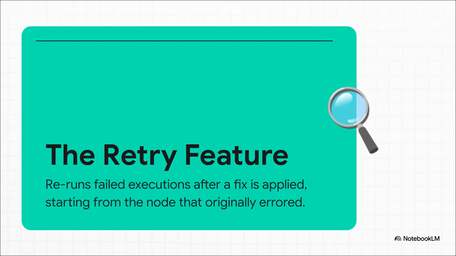Okay, great. So you found the bug and you fixed it. But what about all those executions that already failed? Are you going to run them all again by hand? No way. The retry feature is a lifesaver here. You can reprocess a whole batch of failed runs at once, and it cleverly starts them right from the node that broke, which saves you a ton of time and resources.